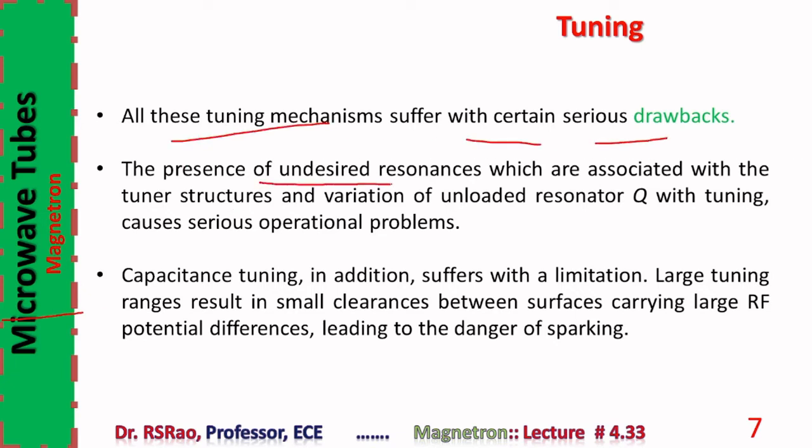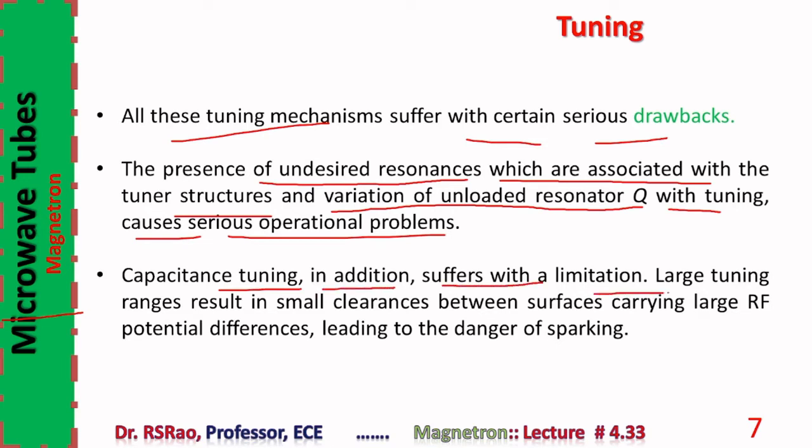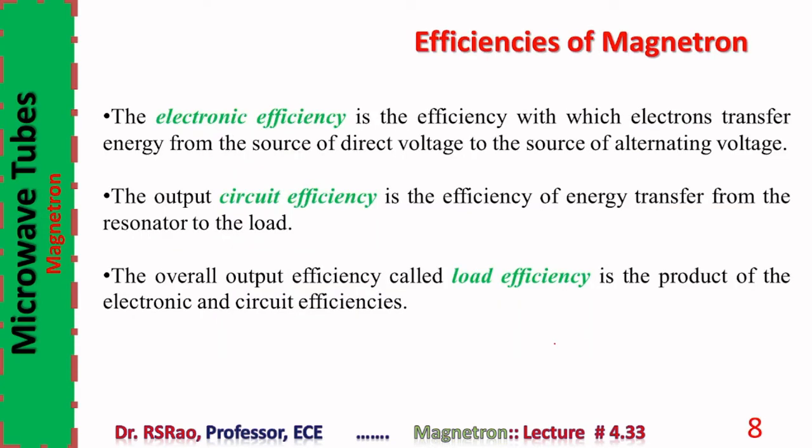The presence of undesired resonances associated with tuner structures, and variation of unloaded resonator Q with tuning, cause serious operational problems. Capacitance tuning, in addition, suffers from a limitation. Large tuning ranges result in small clearances between surfaces carrying large RF potential differences, leading to the danger of sparking.